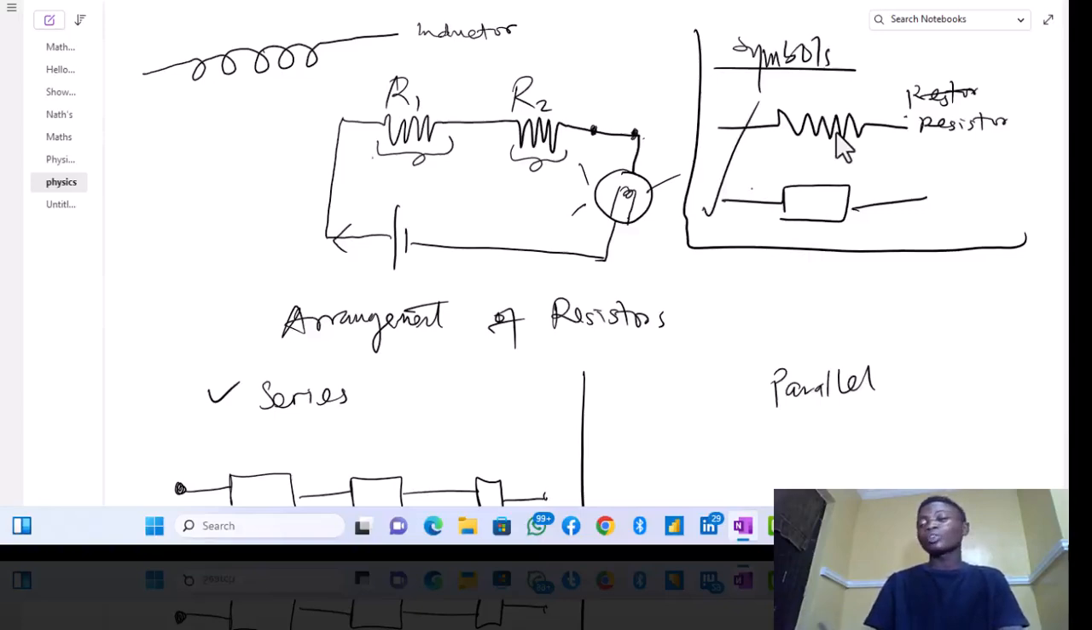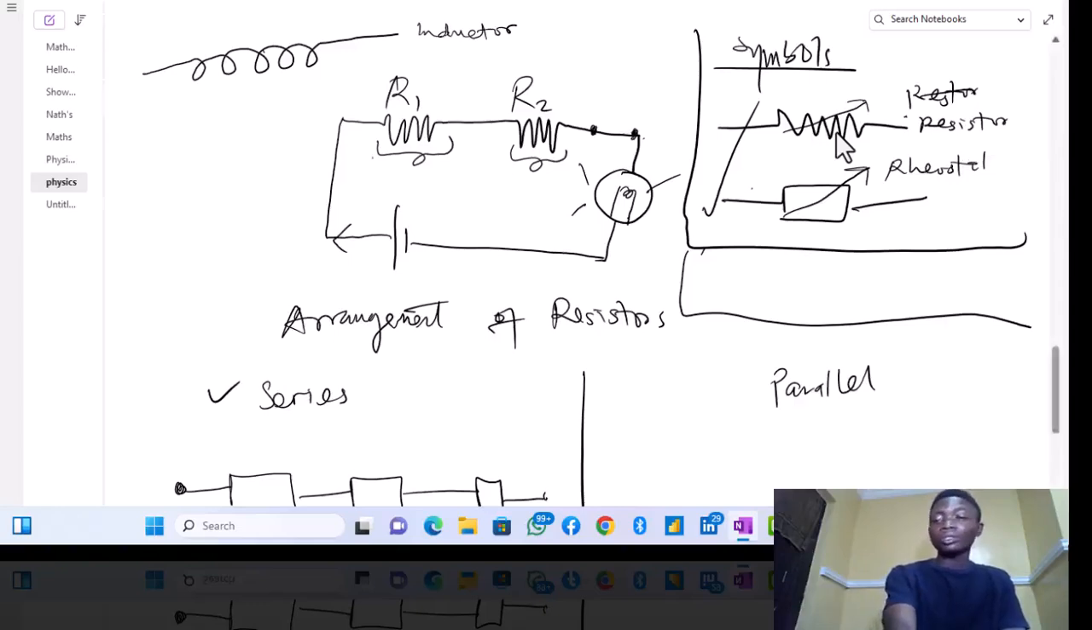Well, we have something called the rheostat, which is a variable resistor, but it's the same thing. Once I just put an arrow on either of the two symbols, then it's a rheostat, that is a variable resistor. But here we are not dealing with the rheostat, we are just talking about resistors generally.